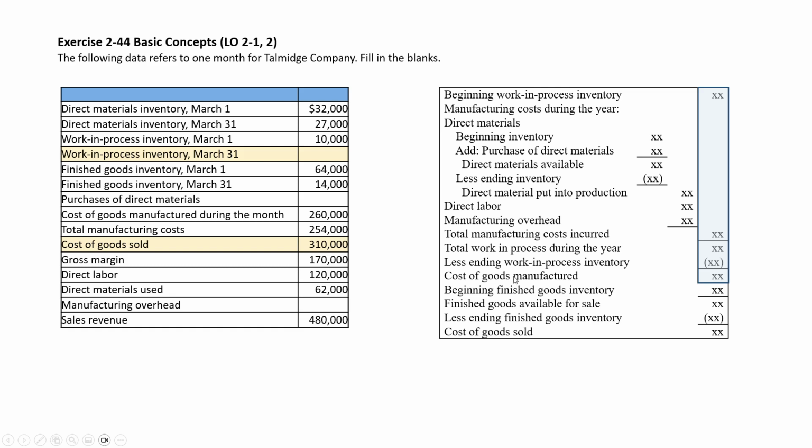Well, I know cost of goods manufactured. If I move over here, it's 260,000. So again, I know beginning inventory. I know manufacturing costs incurred. I know the ending calculation for cost of goods manufactured. I can back into the ending balance for work in process. So hopefully that gives you some helpful hints of how to get started with several of these calculations.